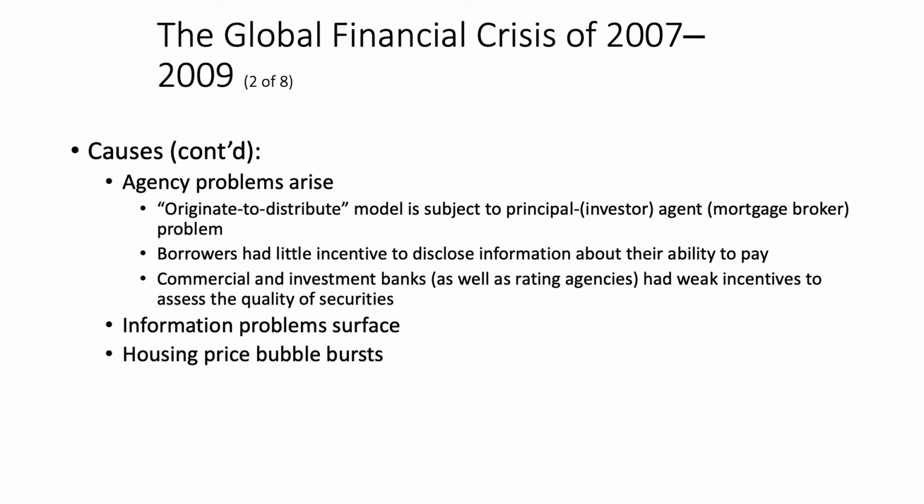Now, additionally, there was an agency problem because the people who were borrowing the money had little incentive to disclose information about their ability to pay. They'd walk in and say, hey, I get a Social Security check for $500 a month, and the mortgage broker would say, you qualify for a $1,000,000 home. And the mortgage broker doesn't care because he sells that loan off in a mortgage-backed security to another investor.